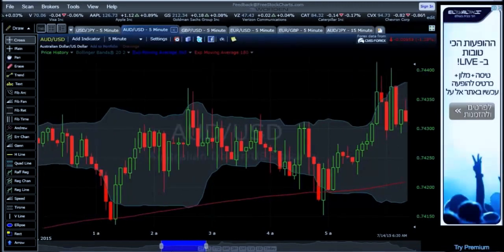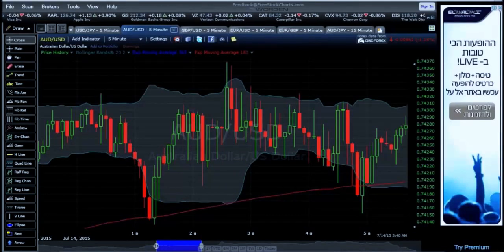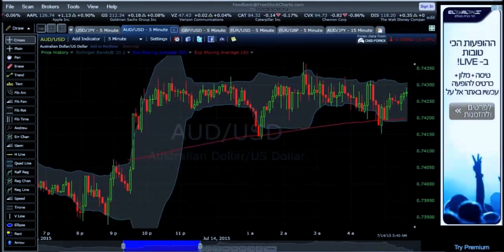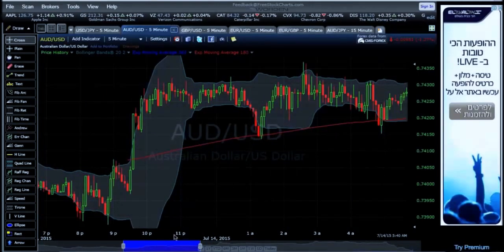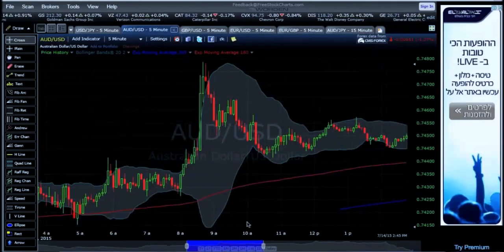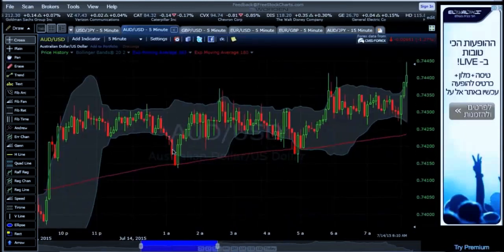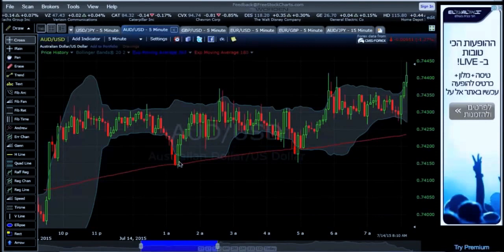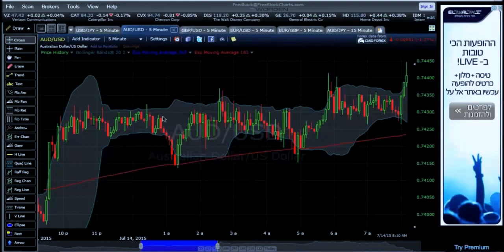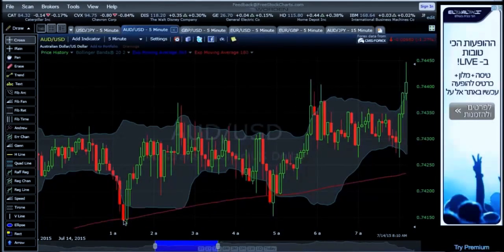Alright, here I found a nice setup. Okay, as you can see, we have an uptrend here, according to the EMAs. You see the red line is above the blue line here. Price is crossing the lower band. And then we will wait for the third and last confirmation, which is a reversal pattern based on the candlestick. And you can see clearly here that we have a bullish engulfing candle right there.